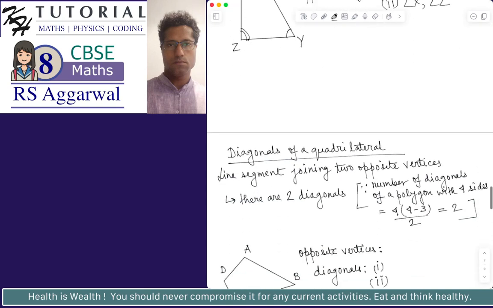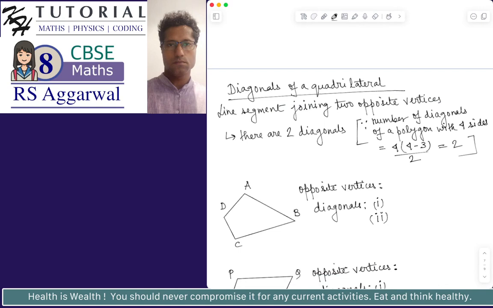Okay. The next one is about diagonals of a quadrilateral. Now a diagonal is formed by joining two opposite vertices of a quadrilateral. Since we know there are two pairs of opposite vertices in a quadrilateral, obviously a quadrilateral will have two diagonals. One diagonal is formed by joining two opposite vertices of a quadrilateral.